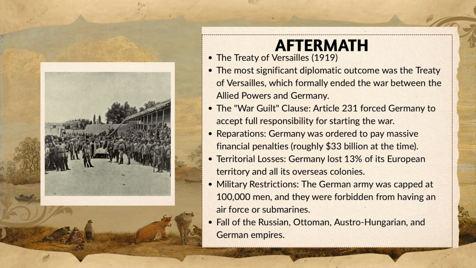Reparations: Germany was ordered to pay massive financial penalties and lost 13% of its European territories and all its overseas colonies. The Treaty of Versailles also stated that the German army was capped at 100,000 men, and they were forbidden from having air forces or submarines. And as a result of World War I, the fall of the Russian, Ottoman, Austro-Hungarian, and German empires came to an end.